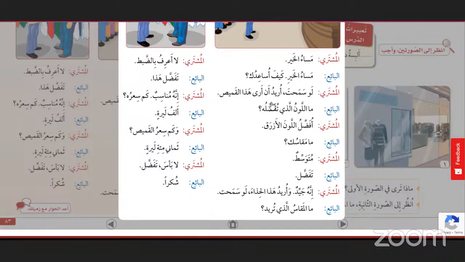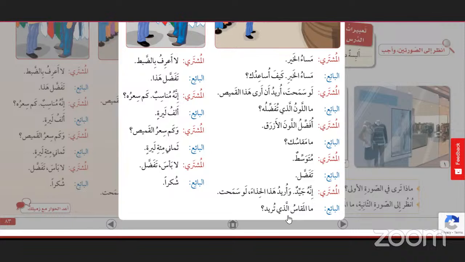And uridu means he wants. Uridu would be I want. Tell you what, law samaht, we've learned it as if you don't mind. Excuse me was afwan. Law samaht, if you don't mind. Uridu is I want. Uridu an ara hadha al qamis. I want to see this shirt.